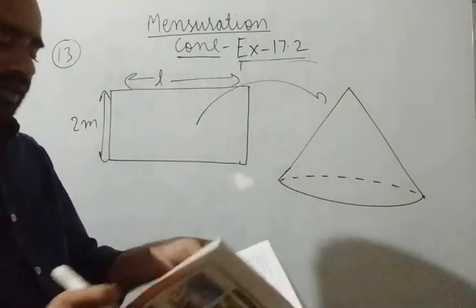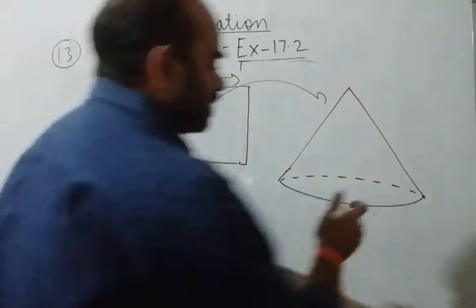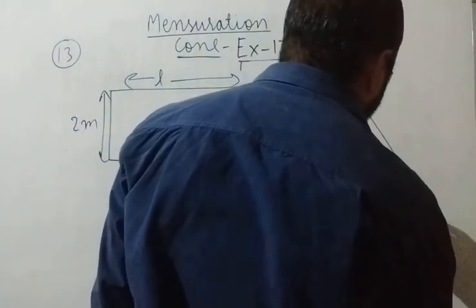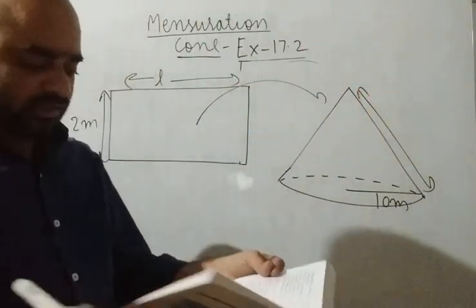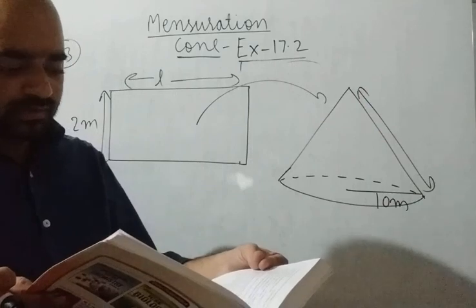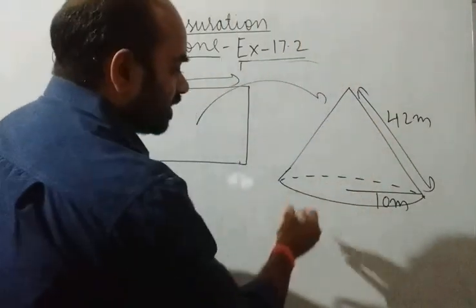And for the tent, what is the diameter? Diameter is 20 meter. It means radius is 10. Slant height is given, what? Slant height is 42 meter. Correct. And one more thing is given.